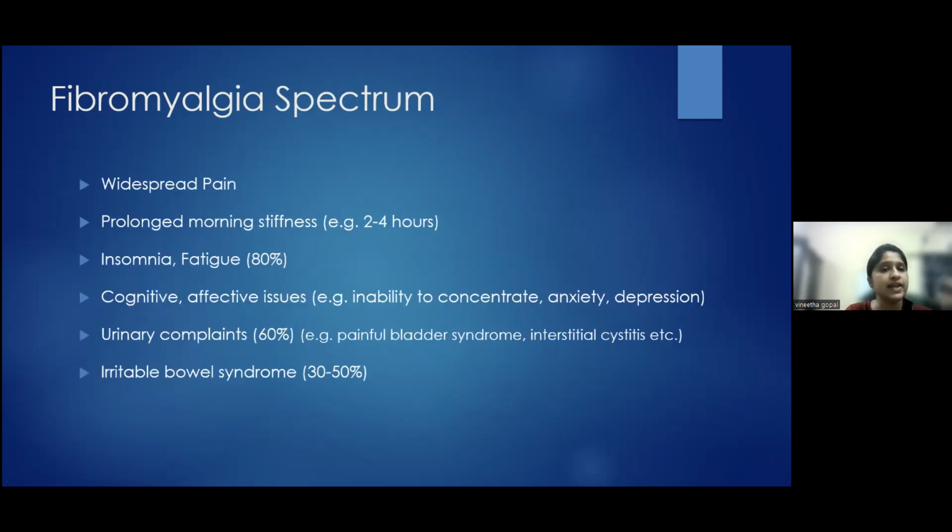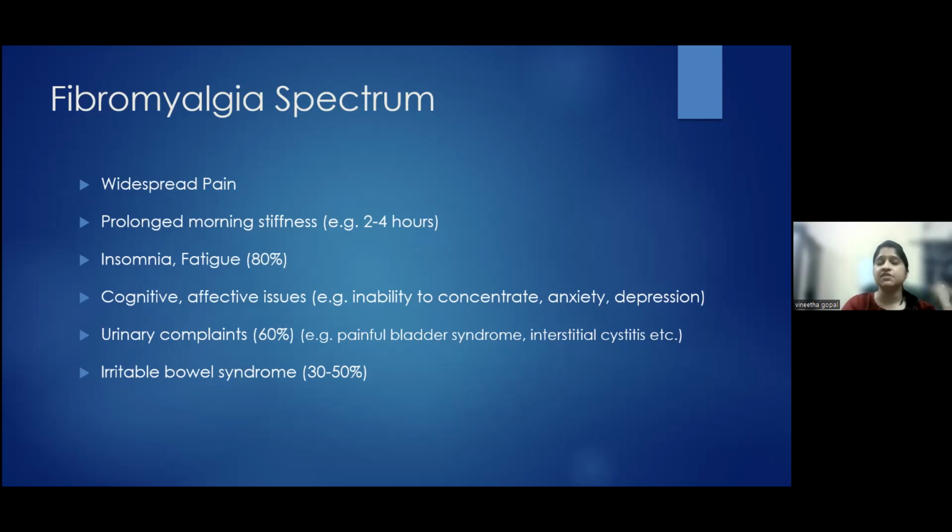So what all things happen in this fibromyalgia spectrum? One is widespread pain. Second is prolonged morning stiffness, which I already told you in the last class. Around 2 to 4 hours of stiffness may be there. Insomnia and fatigue. 80% of patients will have insomnia and fatigue. Then cognitive and affective issues like inability to concentrate, anxiety, depression. 60% of patients will have urinary complaints like painful bladder, interstitial cystitis. Then 30 to 50% of patients will have irritable bowel syndrome, bowel complaints.